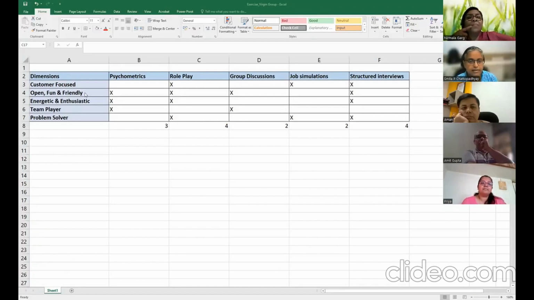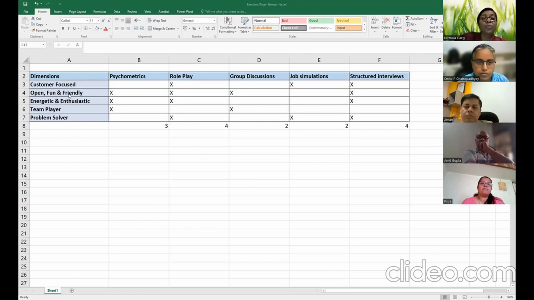Here we were looking at, for each of these dimensions that were identified, we wanted to ensure that among all the identified tests, at least 2 tests were able to evaluate each dimension. At the same time, each test was also testing multiple dimensions. So any test which was only probably going to test one dimension, we did not pick up. We felt that was important. So we felt that the psychometric test would have been able to evaluate for us the openness kind of personality type, energetic, enthusiastic, and team player.